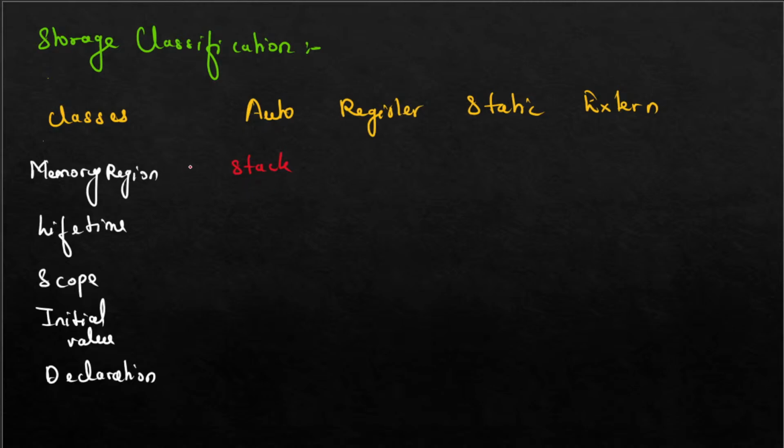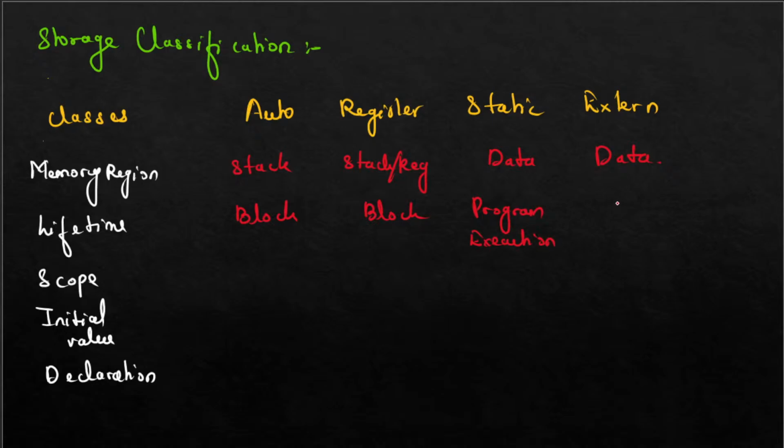The memory region for auto is stack. For register it is stack or register, and register might be given or may not be given. Static and extern are in the data region. Lifetime is block for auto and register, program execution for static, and the whole program for extern. Scope is block for auto, block for register, block for static, and the whole program for extern.